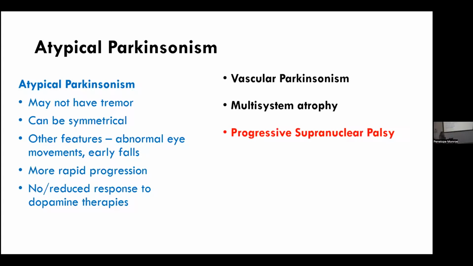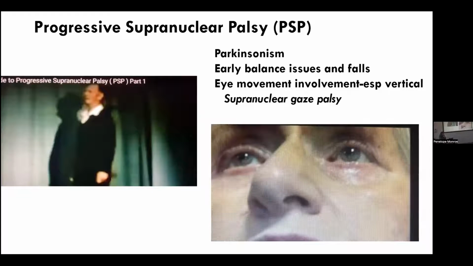So we have a few atypical Parkinsonisms, but I'm going to talk about the two in red. That's progressive supranuclear palsy and corticobasal syndrome. And these are the two that I encounter in the clinic here as well. So progressive supranuclear palsy is one of those syndromes that is quite old, and lots of the videos are very old, but doctors still wore medical lab coats.